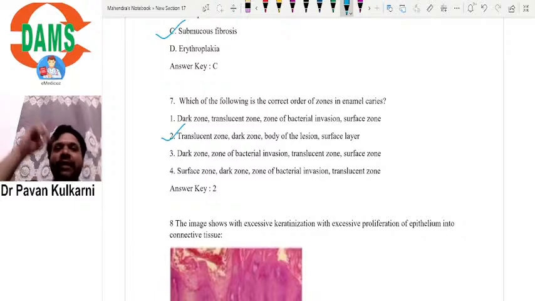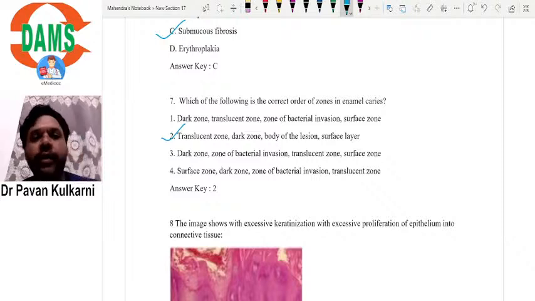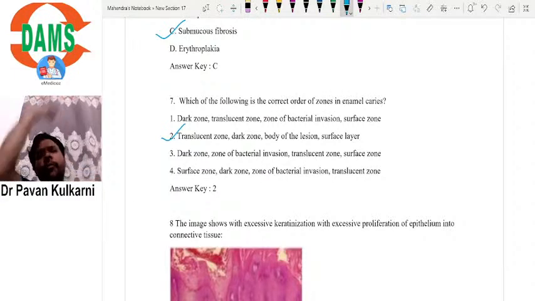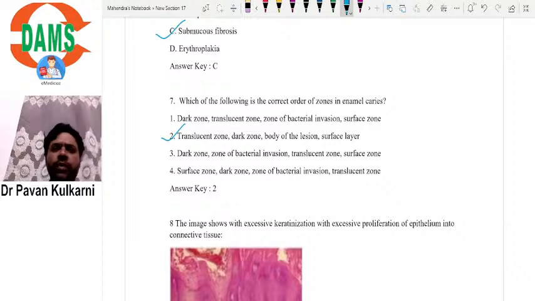This surface layer. These are the 4 layers that you see in the enamel caries. So you have to remember this order. You can get this question even in dentine caries also. In dentinal caries also we have an order. So we are supposed to remember this order. Either you can go from below to the top or from top to the below. Any order you have to remember, but you have to remember one side anyway. And for both enamel and dentine caries you have to remember.